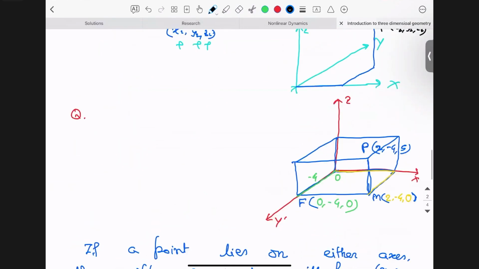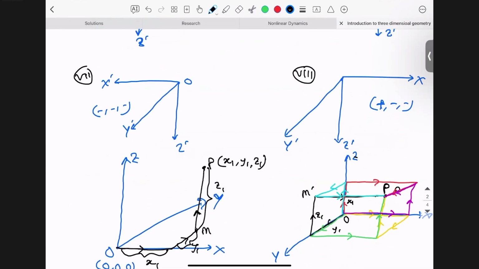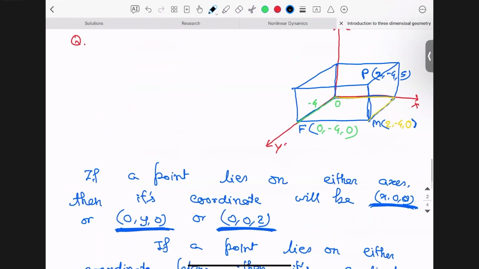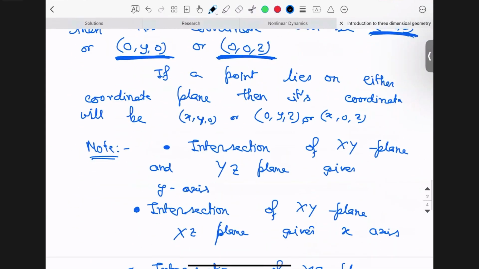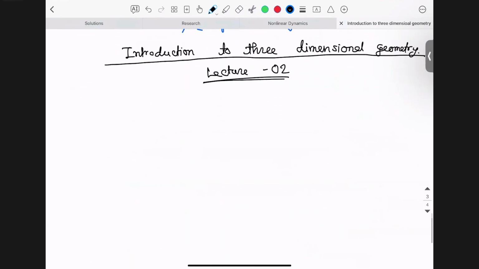After that, we also discussed the importance of the signs of this point, because depending upon the sign, we can decide in which octant this point lies. And after that, we have discussed some coordinate planes and coordinate axes. And so today we will start with the important concept of the distance between 2 points in 3D space.